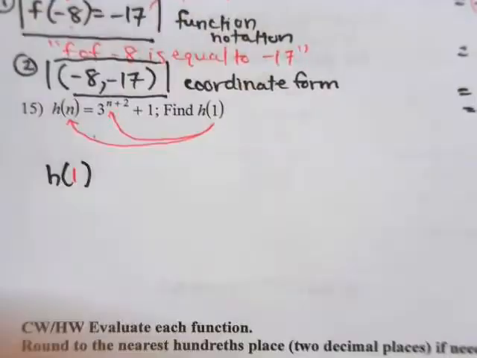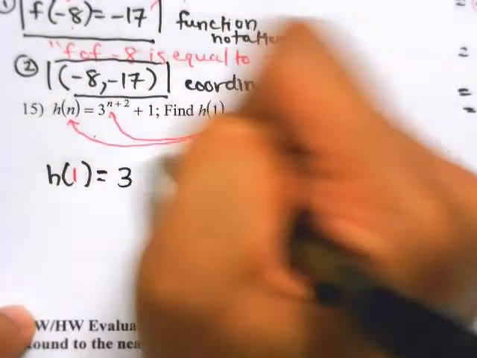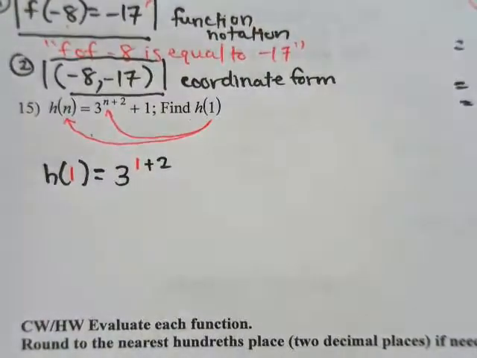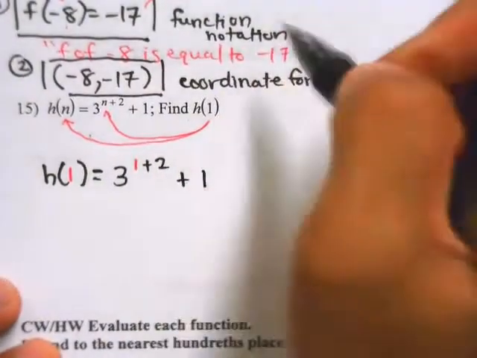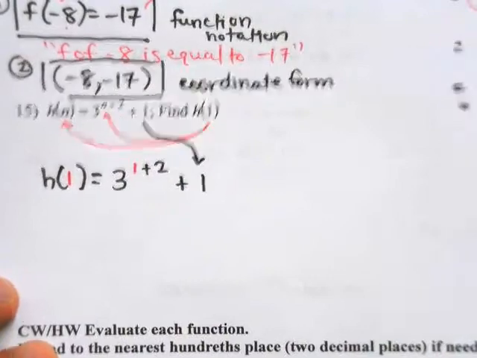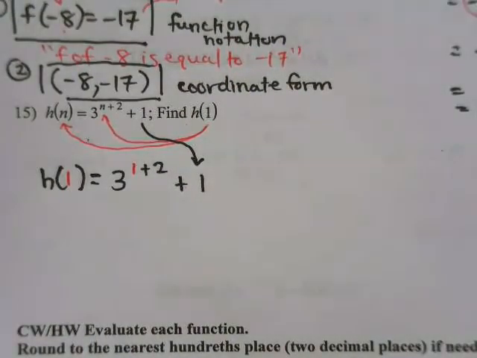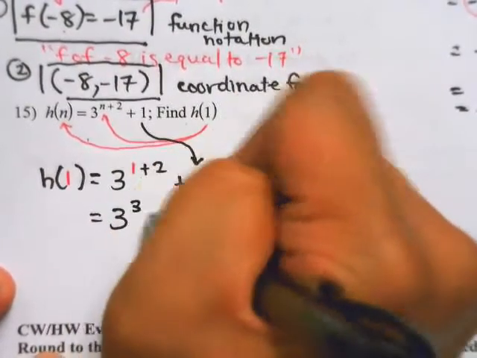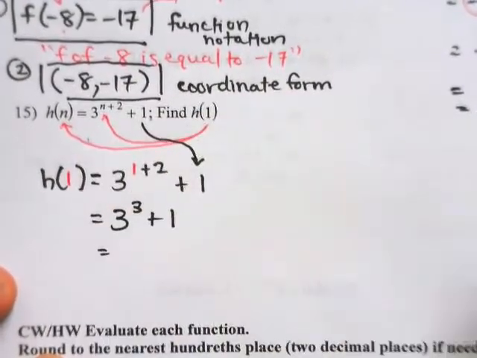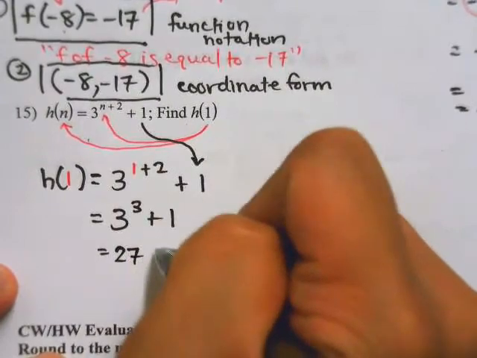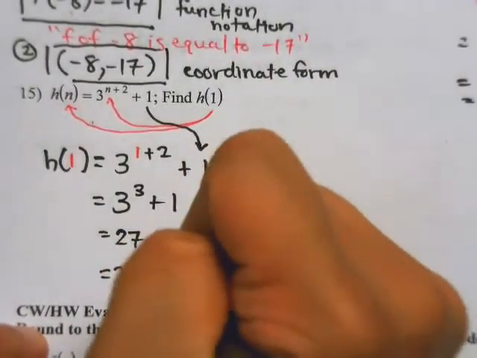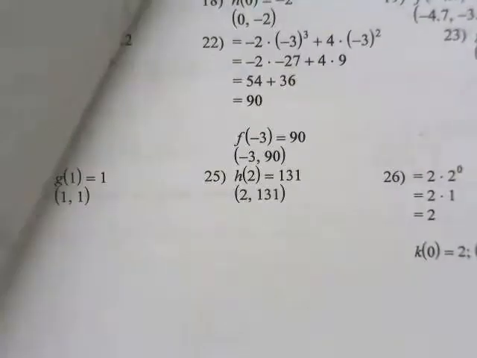H of 1 is equal to 3 to the 1 plus 2. And don't forget this plus 1 over here. Some students kind of tend to forget that there's some numbers at the end. Okay, well, let's just do the exponent. This is to the third power. 3 to the third power is 27. That's 3 times 3 times 3. And 27 plus 1 is going to equal 28. I just want to make sure that's, yeah, that's good.